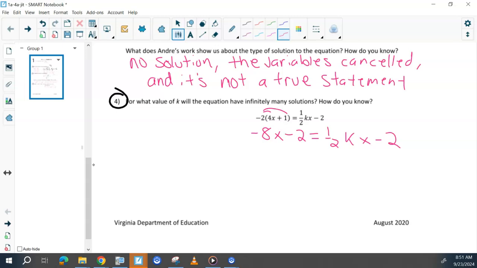If these were to be identical, the 1/2 k would need to equal -8. And I'm just going to solve for k here by taking the reciprocal, flipping this 2, and multiplying it on both sides. So that if I were to put this back in, -16 times 1/2 would give me -8, and then they would be the same.